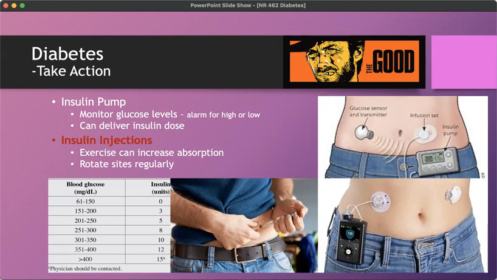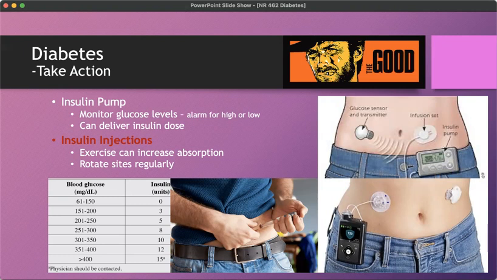So don't take these numbers as this is what a sliding scale is. The number of units of insulin delivered for each blood glucose range will vary patient by patient. So do keep an eye out for those variations. Something we should consider when patients are getting insulin injections is to always rotate the sites regularly. If patients inject insulin into the same place time and time again, that can develop scar tissue underneath the skin, which can decrease absorption.